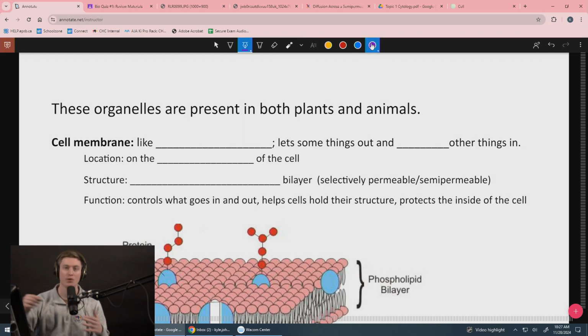Cell membranes. We have a whole topic on cell membranes. It's a very important organelle. A cell membrane acts like a gate. It lets some things out and it lets other things in. It's on the outside of the cell. That's its location. Its structure. The cell membrane is made out of a type of chemical called a phospholipid. And those phospholipids form a double layer called a bilayer.